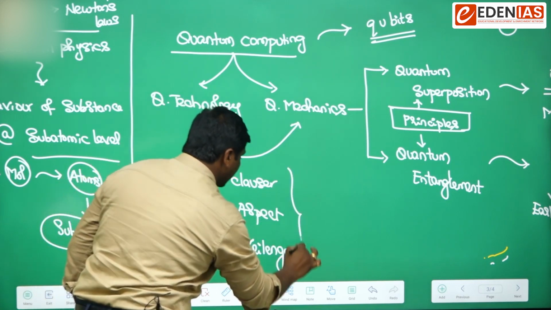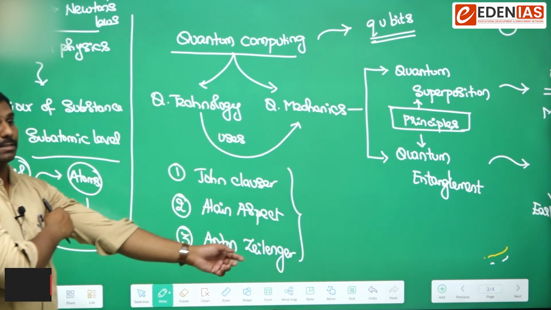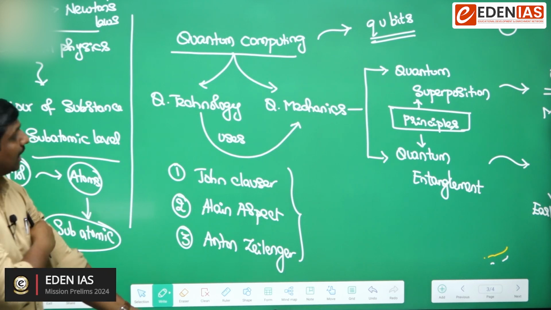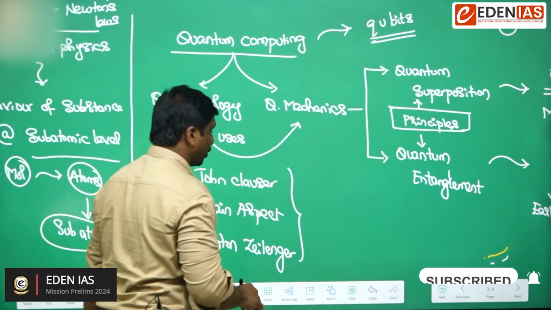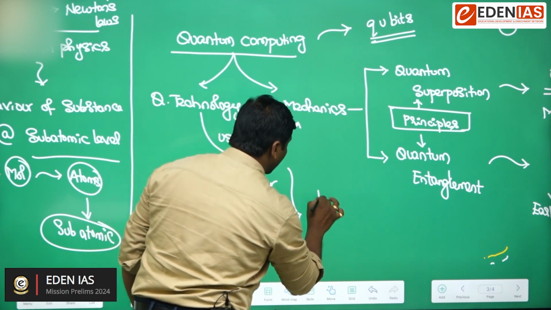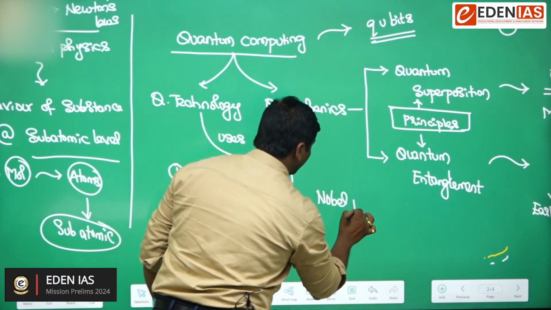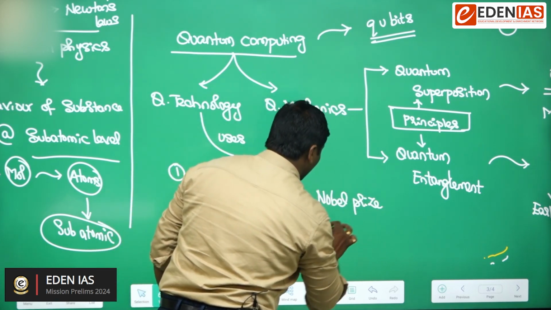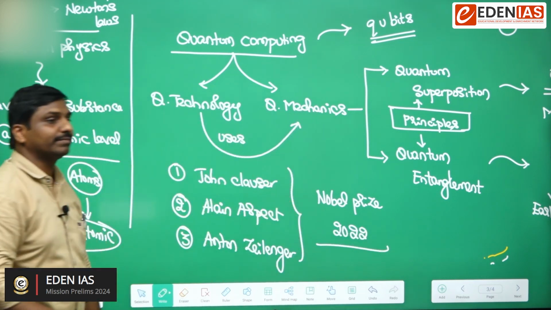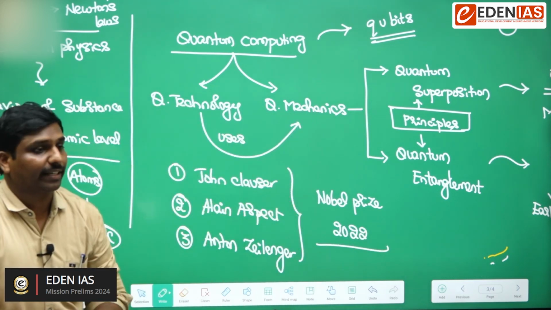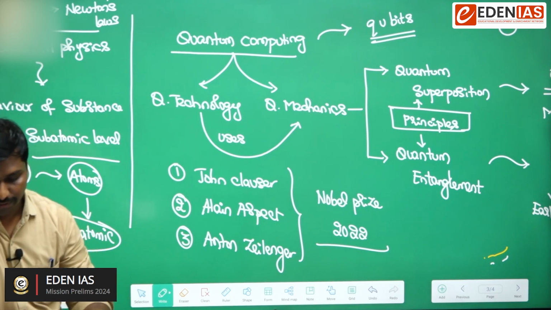So these are the 3 scholars who worked on quantum physics and proved quantum entanglement and quantum superposition. For their contributions, they got the Nobel Prize in 2022 in the physics category. So that was one thing.